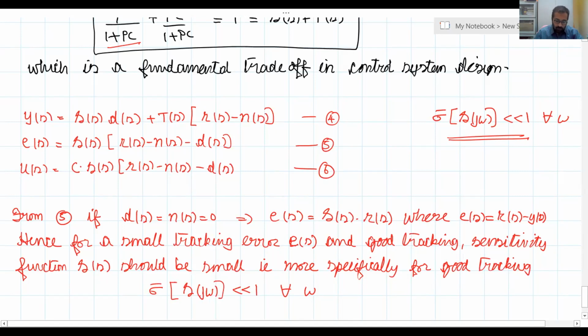Okay, now you consider equation 4. Suppose we want to minimize, so what is D? D is the disturbance. Suppose you want to minimize the effect of disturbance on the output signal, or we say that we want to have good disturbance rejection. So what could be the condition for good disturbance rejection? Again, sensitivity S has to be very small.